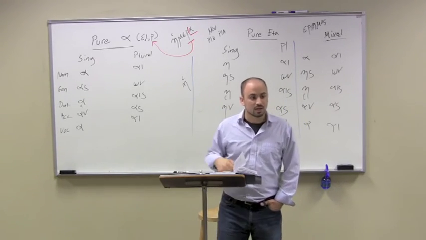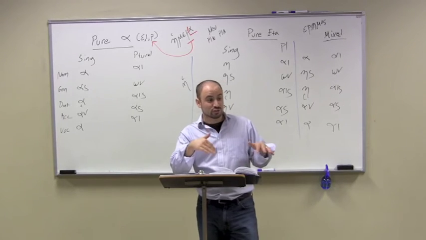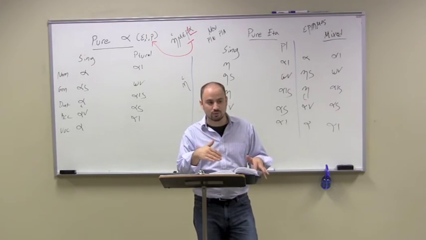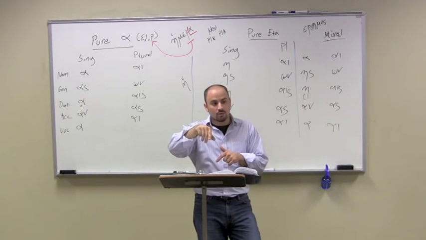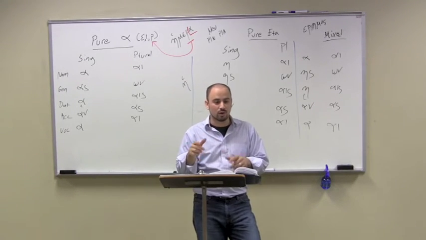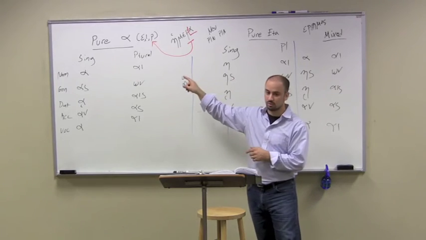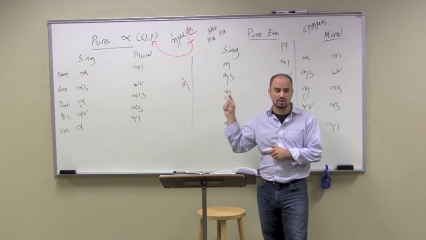I know that the ordering in which I put those on the chart is somewhat illogical because you would want the mixed in there before. Well, I know. But at the same time, I want you to see the connection between the pure alpha and the pure eta more than I really care about that.